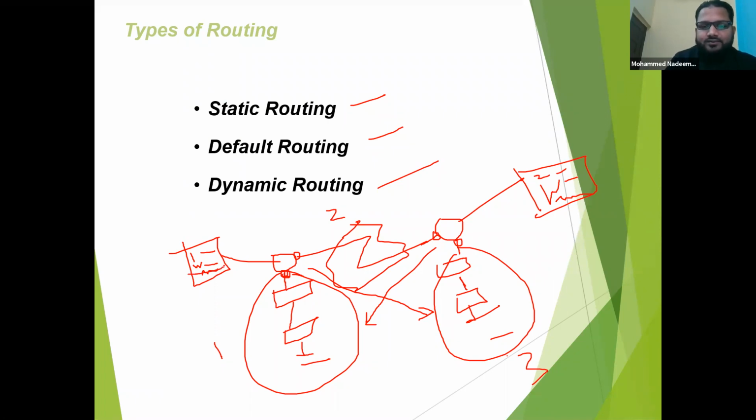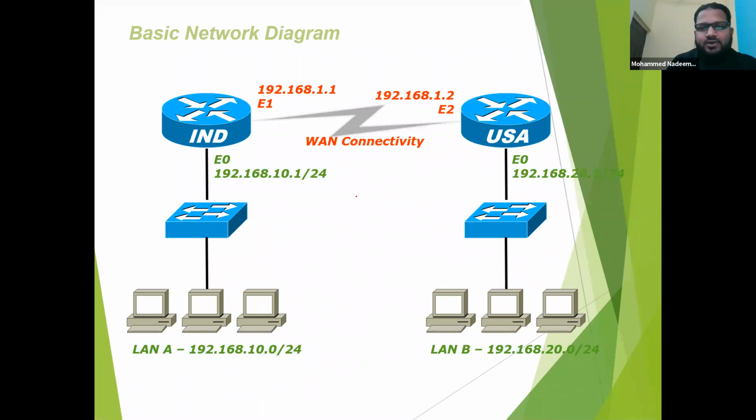That's the routing. If you understand that, finish routing in your packet. So these are the methods to add those missing routes: either static routing, default routing, or dynamic routing. You can use any of them. So we will follow this diagram.